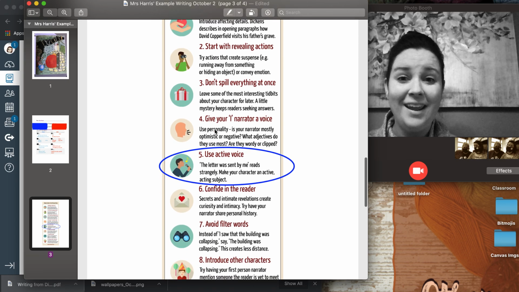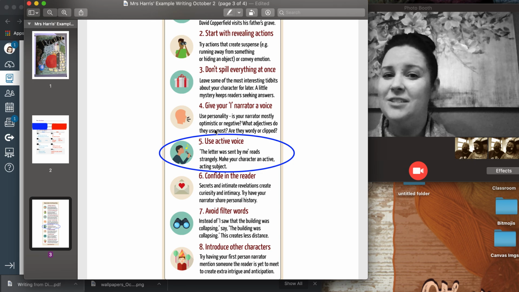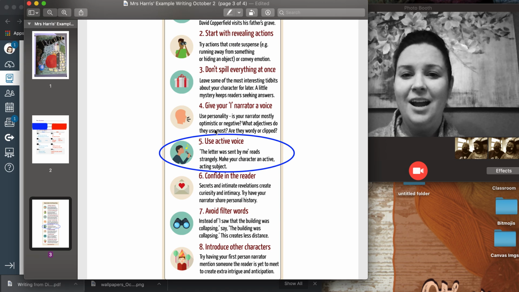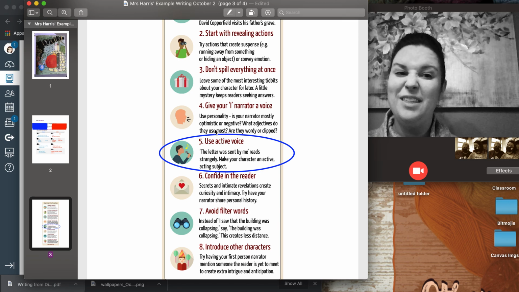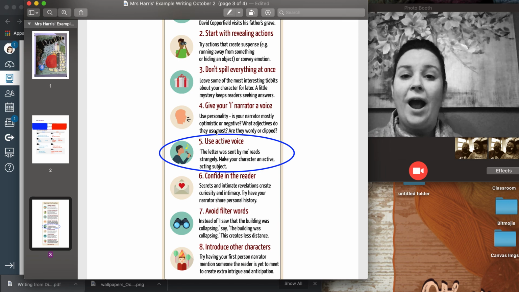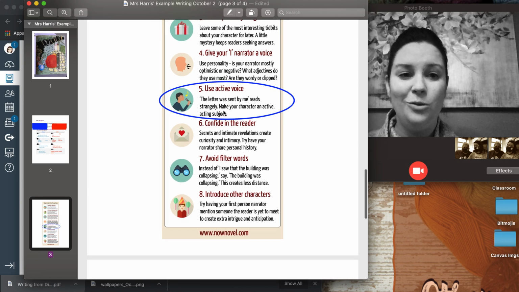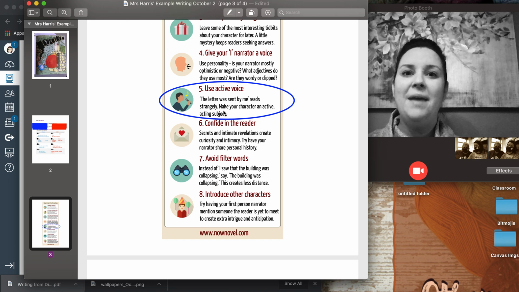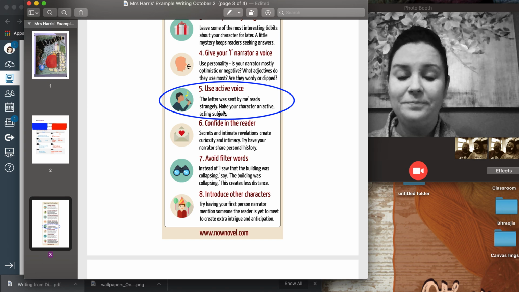Number 3, a way that you could do it is to not spill everything at once. Leave some of the most interesting tidbits about your character for later. A little mystery keeps readers seeking answers. This makes me think of Mascot, how he gradually is telling us more and more about the car wreck, okay? Give your narrator the I voice. Like, we're writing from that character's point of view and that perspective. Make sure you're saying I for that character.